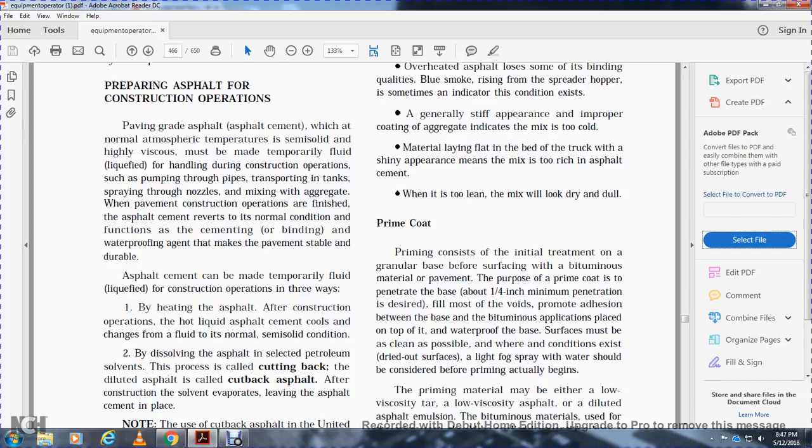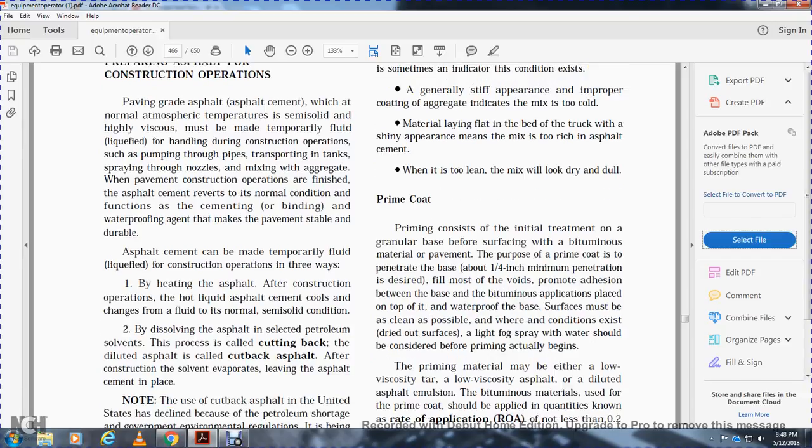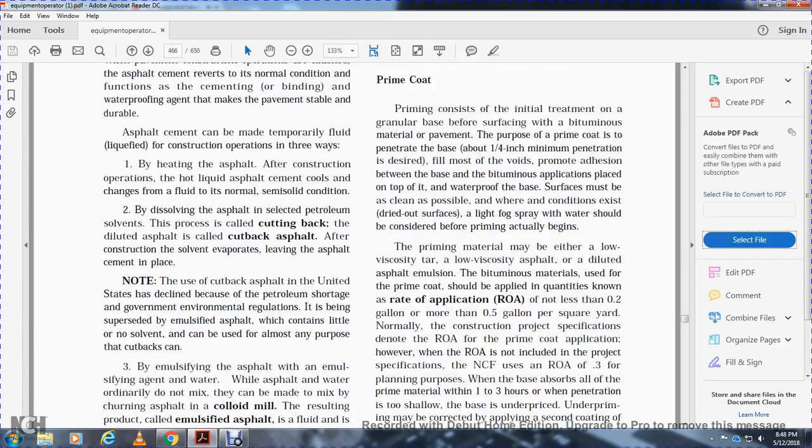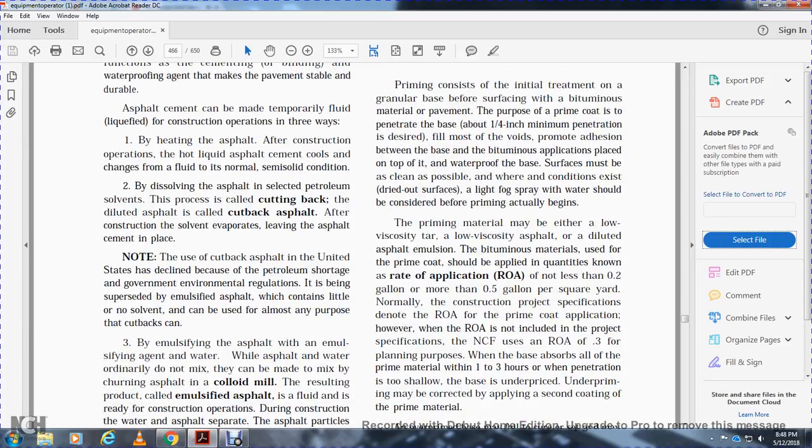Hot liquid asphalt cement cools after the construction operation and changes from fluid back to its normal semi-solid state. Another way is by dissolving asphalt in a selected petroleum solvent, a process called cutting back, and the diluted asphalt is called cutback asphalt. As the solvent evaporates after construction, it leaves the asphalt cement back in place. Note that the use of cutback asphalt in the United States has declined because of petroleum shortages and government environmental regulations, and it is being superseded by emulsified asphalt, which contains little to no solvent and can be used for almost any purpose as a cutback.